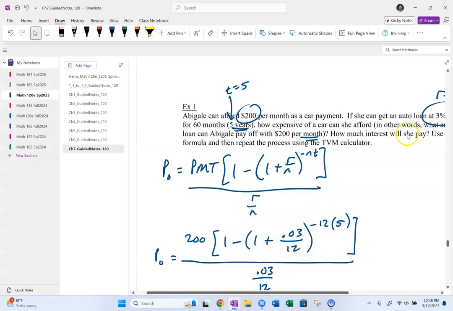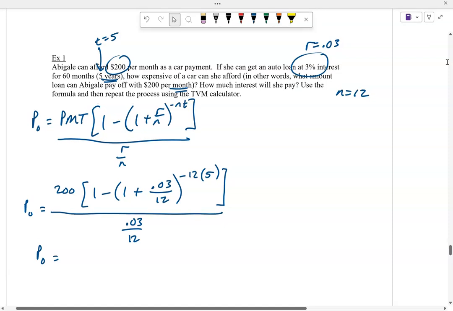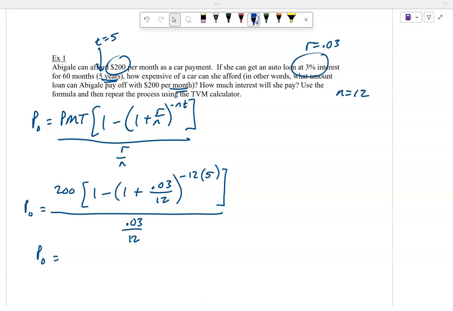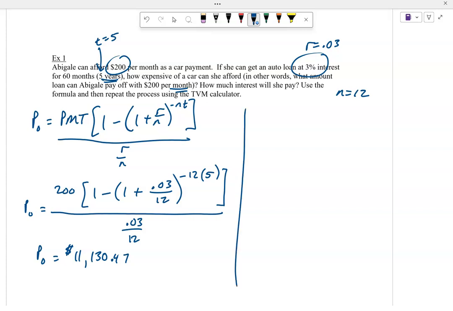I'm going to go ahead and write down 47 cents, I think it was. So that's the loan that Abigail can get on the car. Now, I would do this with the financial calculator instead. If you're bringing the financial calculator up, make sure your mode is on end, and then it'll have these in there.